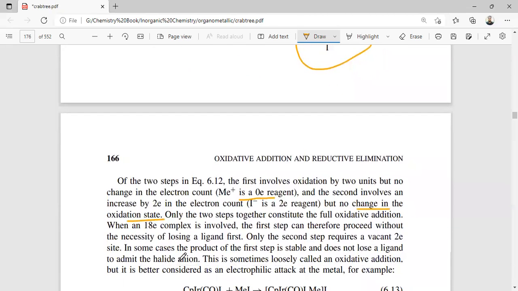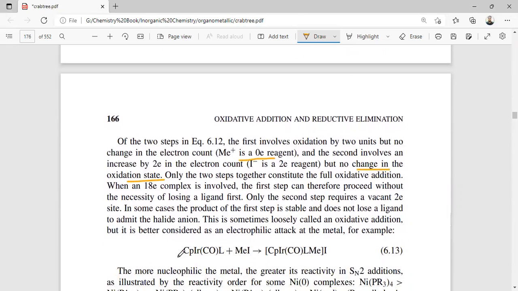When an 18 electron complex is involved, the first step is therefore possible without the necessity of the original ligand loss. Only the second step requires a vacant coordination site. So in some cases, the product of the first step is stable and does not lose the ligand to admit the halide anion. It is sometimes loosely called the oxidative addition, but in concept it is the electrophilic attack on the metal.